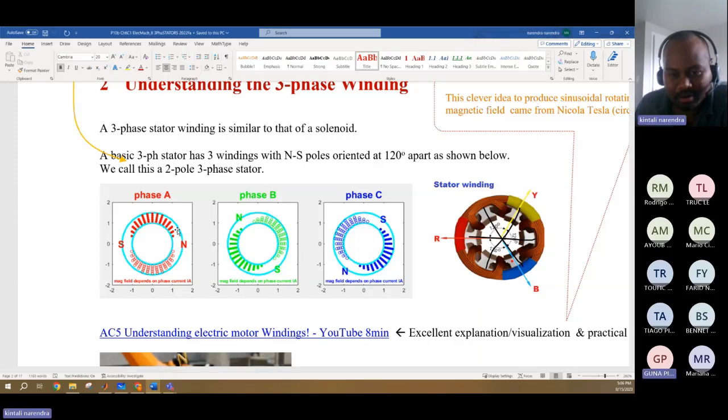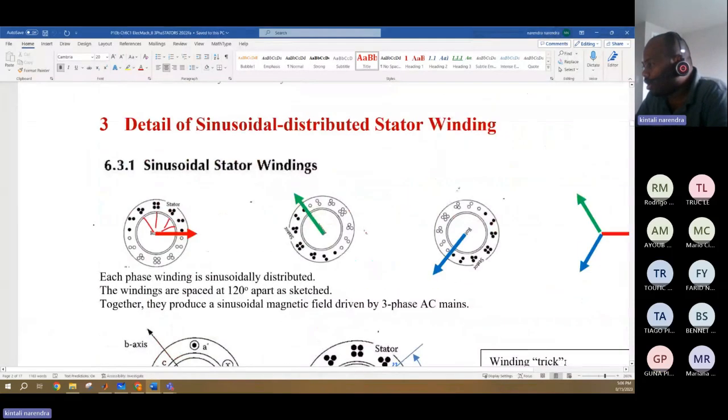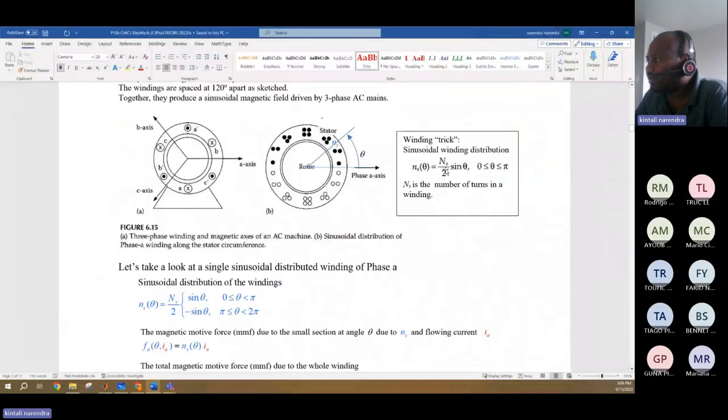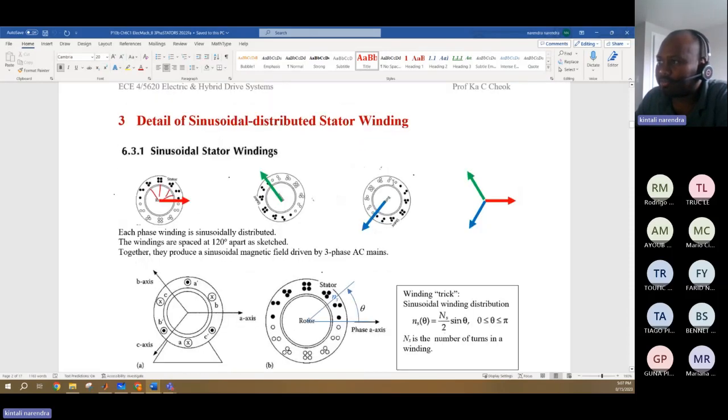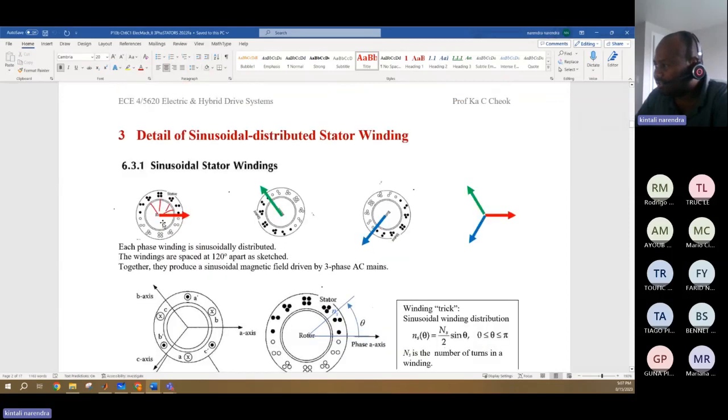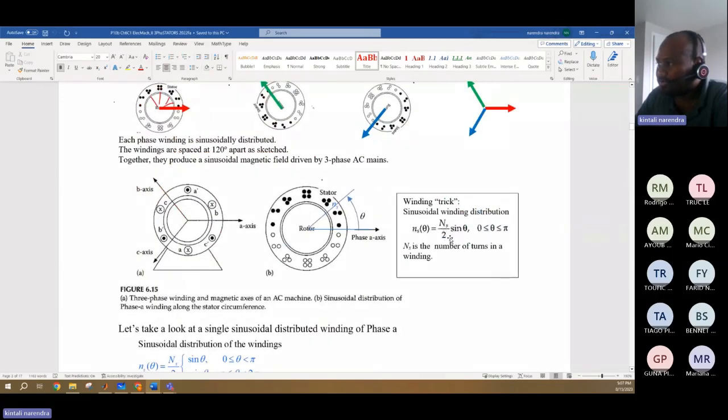How do they achieve it? Is there any specific way, or is it random? No, not random. There is math behind it. It's Ns times sine theta, where Ns is the total number of turns in the winding. Imagine at the maximum you need 500. Then the way it is done is Ns by 2 sine theta.